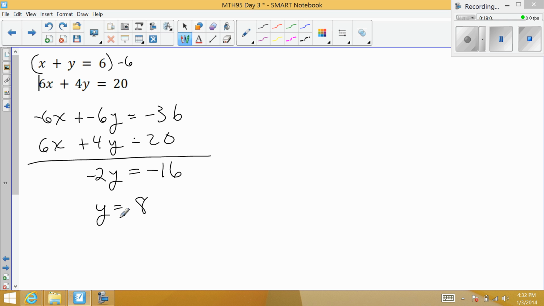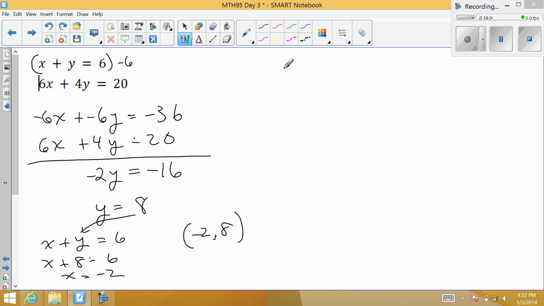And again, I'm only halfway done. I need to go back to the original problem. Taking the first equation, x plus y is 6. Substitute in my 8. Solving, subtracting 8 gives me x equals negative 2. And so my solution is negative 2, 8.